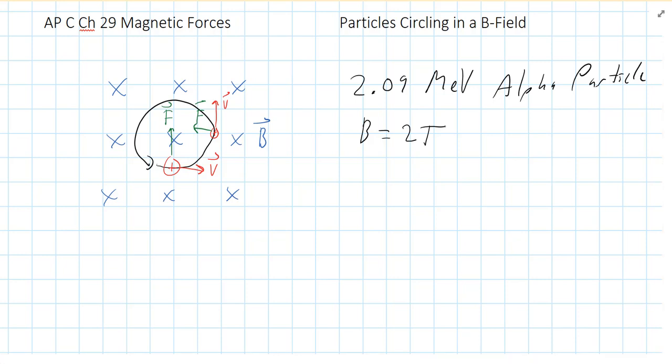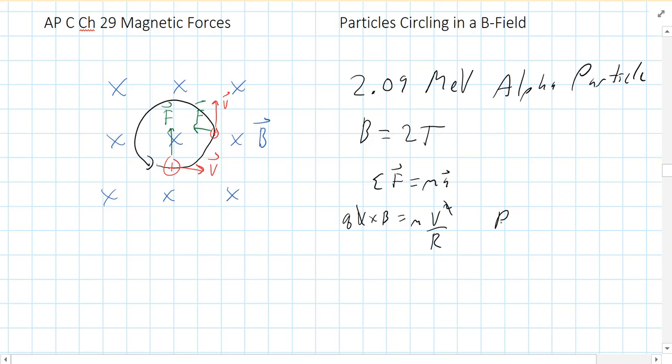So the first thing I want to determine is what's the radius of that circle that that little particle is making. Now, in order to do that, we're going to set net force equal to ma. So net force equals ma. The force acting on the particle is the magnetic force, qv cross B. That equals m. He's moving in a circle, so a is v squared over r. One of the v's drops out, and we get the radius of the circle is mv over qB.